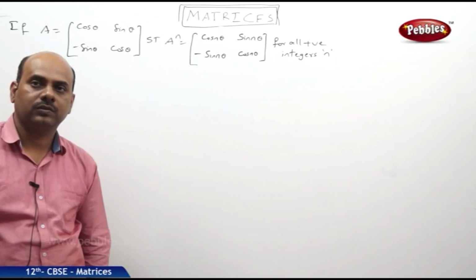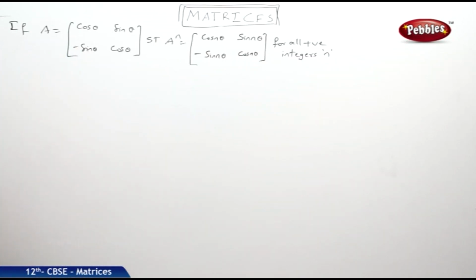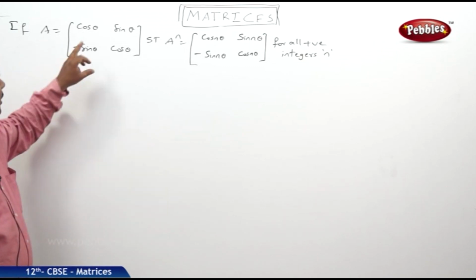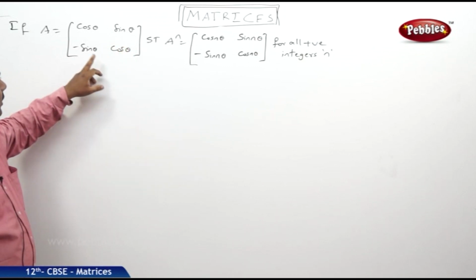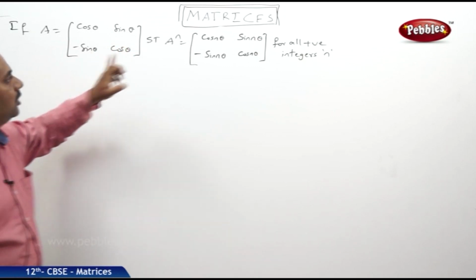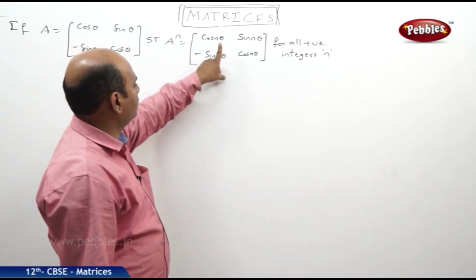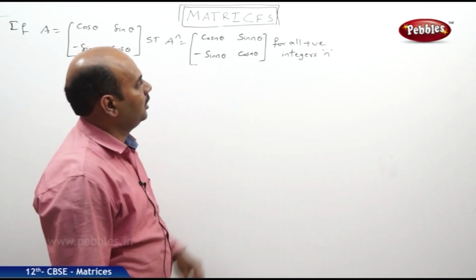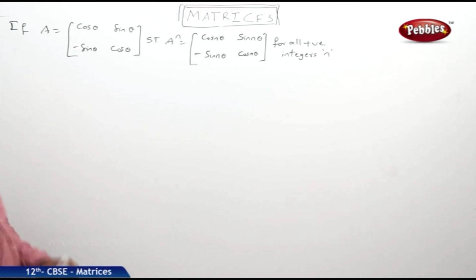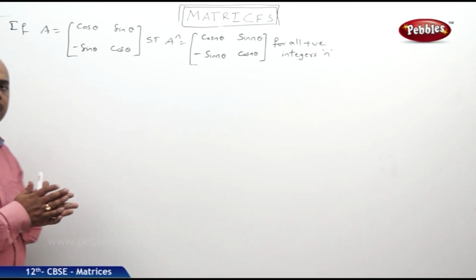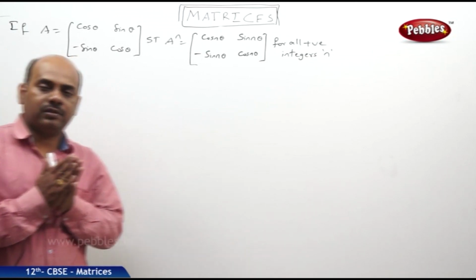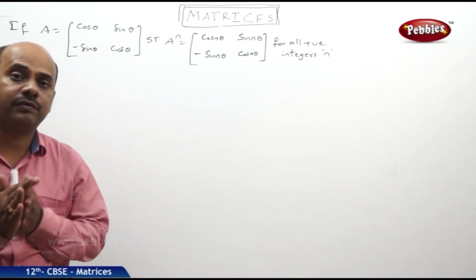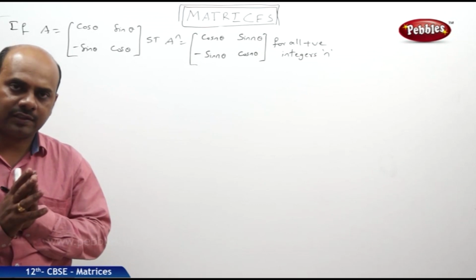Please copy. Right. Now we shall see a long answer question. If capital A is equal to cos theta, sin theta, minus sin theta, cos theta, show that A power n is equal to cos n theta, sin n theta, minus sin n theta, cos n theta for all positive integers n. Whenever this kind of problem is given to us, we need to prove it by mathematical induction, which we studied in our 11th class.